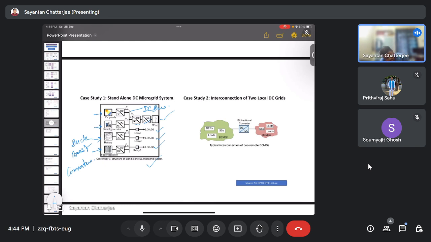Now in this problem we should always think of the optimal DG placement, because optimal DG placement needs to be formulated or framed right away. Okay, so here we have DC microgrid 1, microgrid 2. So here we have a bidirectional converter.